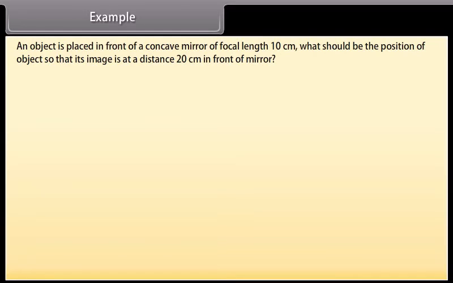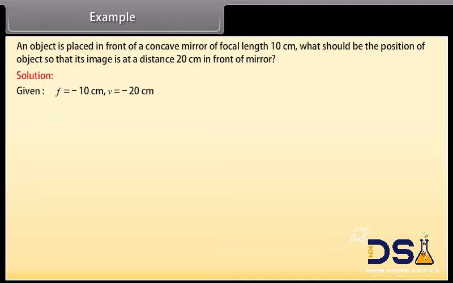Example. An object is placed in front of a concave mirror of focal length 10 centimeters. What should be the position of the object so that its image is at a distance of 20 centimeters in front of the mirror? Solution. Given f is equal to minus 10 centimeters, v is equal to minus 20 centimeters.